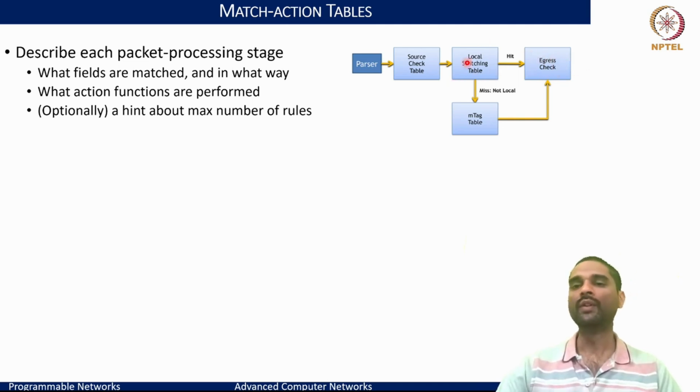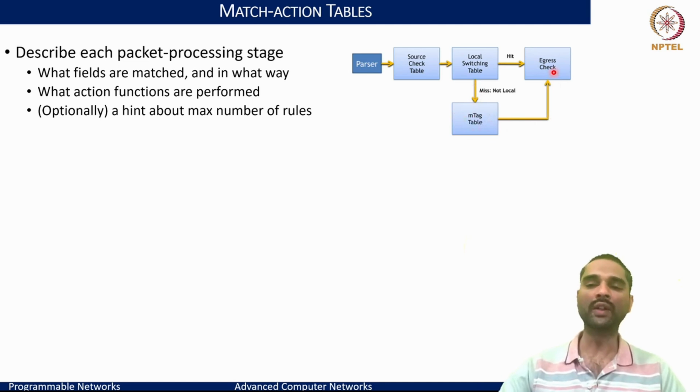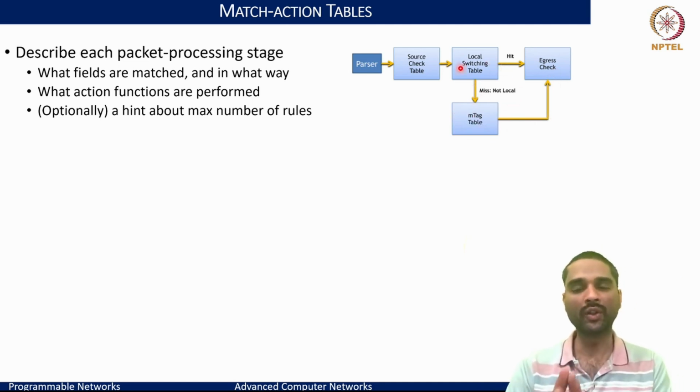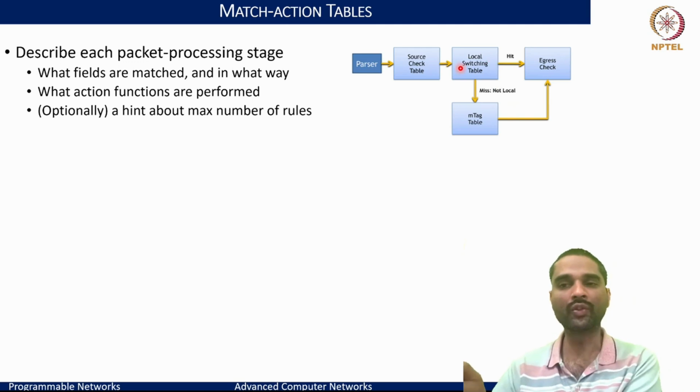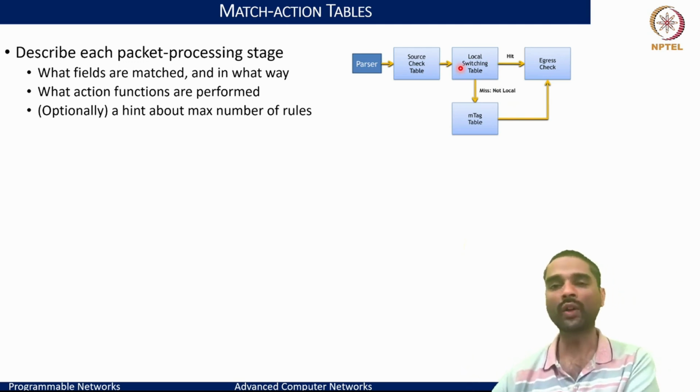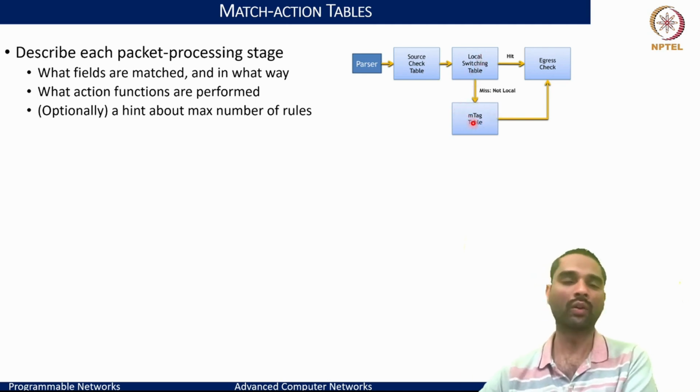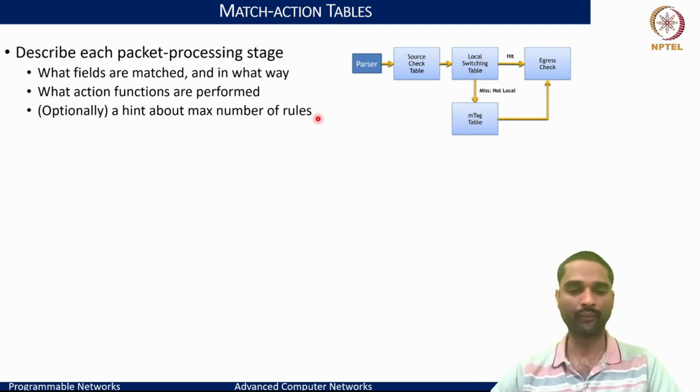If there is a miss, that is, there is no information in the local table, you take the M tag table and then do the egress correspondingly. What that means is either I am taking a decision based on a local hit to say what egress port to take, or if I don't have a hit on the local switching table, I rely on the M tag table to dictate what egress path to take.